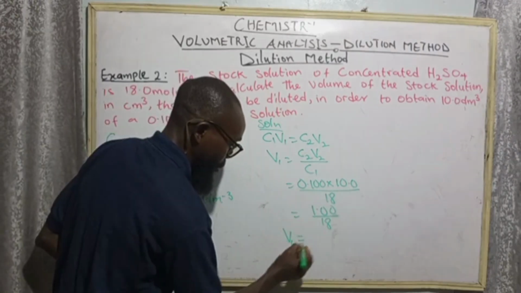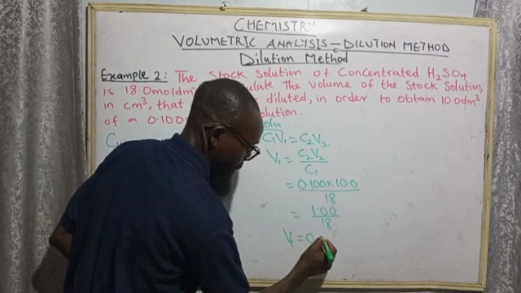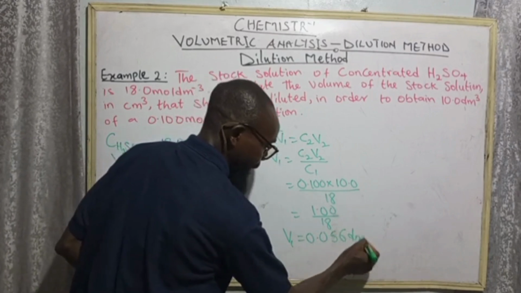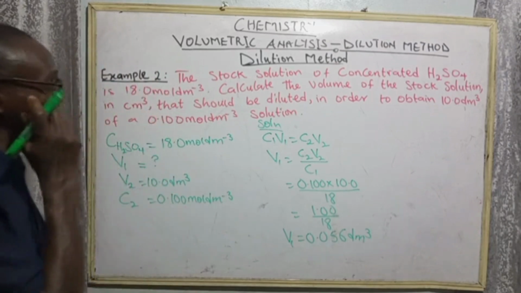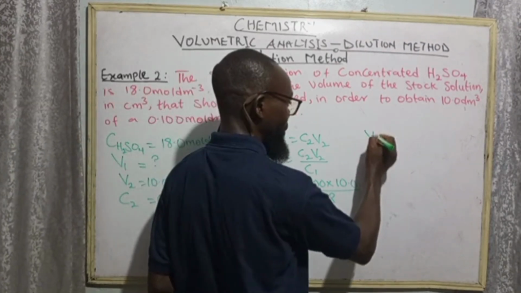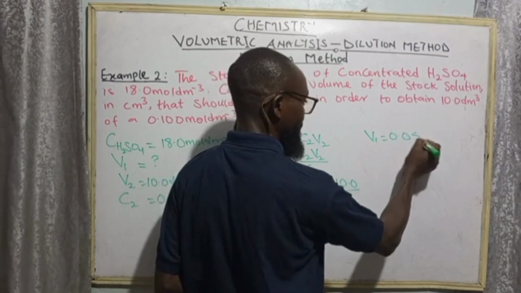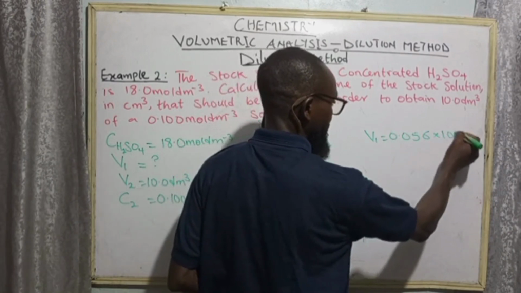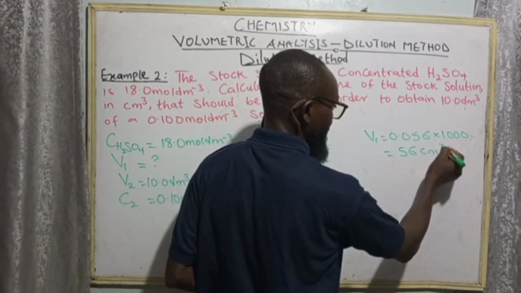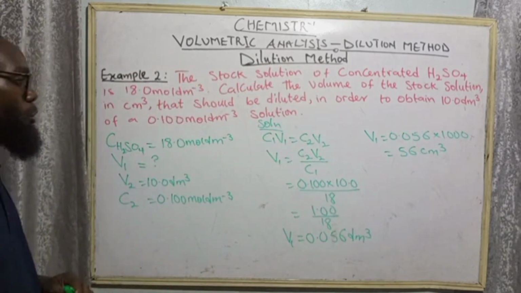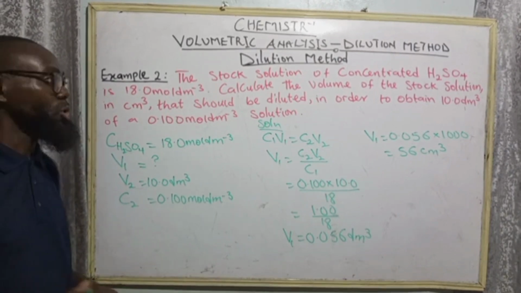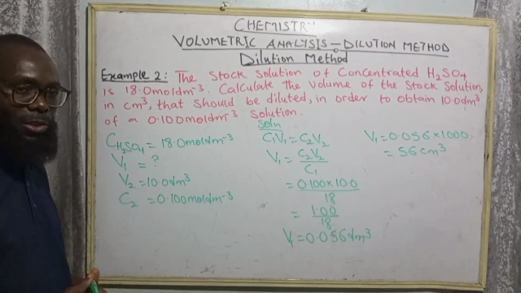So V1 equals 0.056. This is decimeter cube. But we are asked to find it in centimeter cube. So in this case, we multiply by 1000. My V1 will equal 0.056 multiplied by 1000. So we have 56 centimeter cube. So this is how to calculate the concentration or volume using the dilution method.